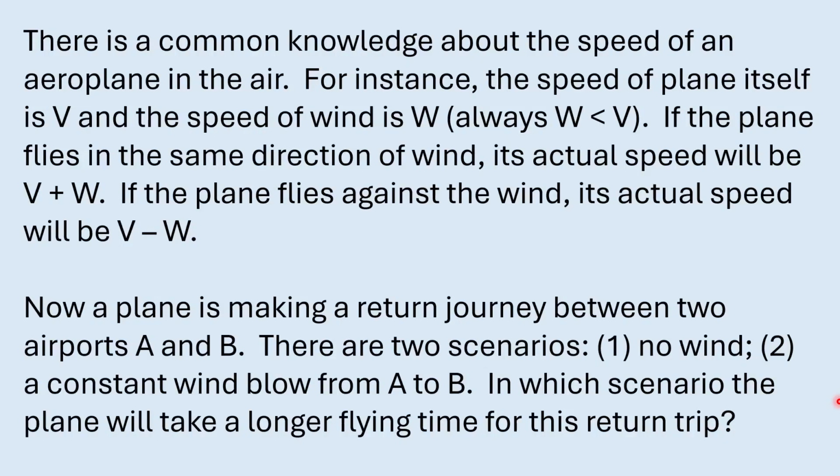Of course, in reality, the situation is very complicated, and here we just set some simple rules. For instance, the speed of the plane itself is v, so this is the speed traveled by the plane in still air, and the speed of wind is w. Of course, the speed of the plane v is much higher than the speed of the wind w. And if the plane flies in the same direction as the wind, we will define its actual speed to be v plus w, and if the plane flies against the wind, we will define its actual speed to be v minus w. Hopefully it makes some sense to you.